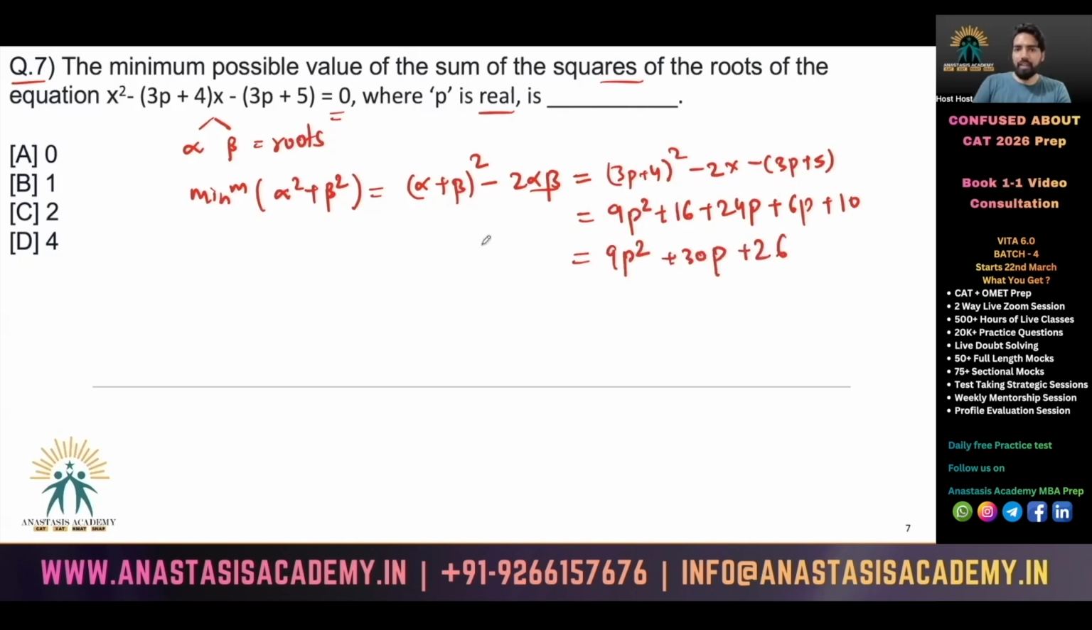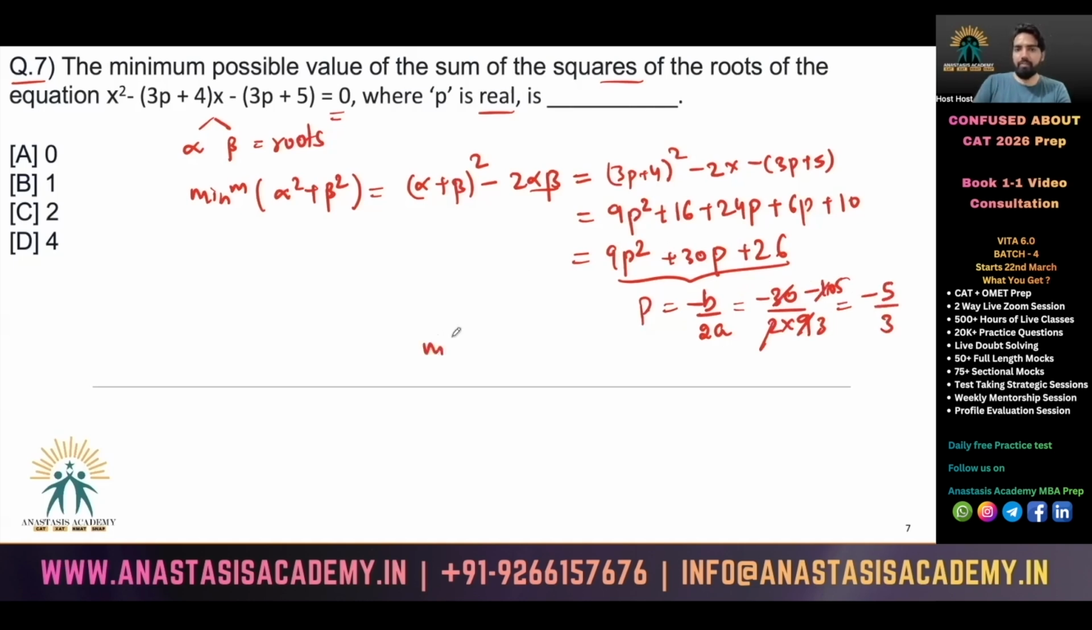So I know the minimum value of this expression would be minus d by 4a, and it occurs at p equal to minus b by 2a. Because for a quadratic ax square plus bx plus c, I know the minimum value always occurs at minus b by 2a. Okay, so minus b by 2a becomes minus 30 upon 2 times 9, and that becomes minus 10 upon 3. 2 gets cancelled 5 times. So at minus 5 by 3, we should get the minimum value of this expression.